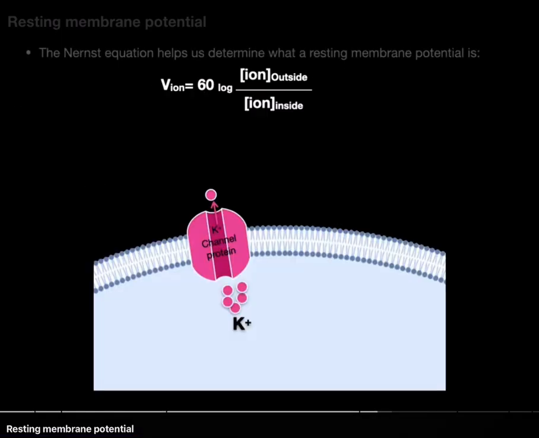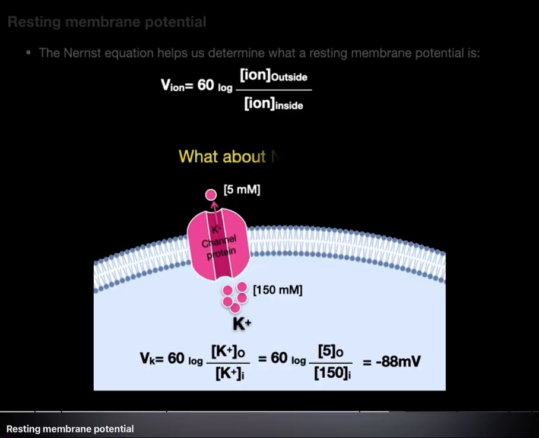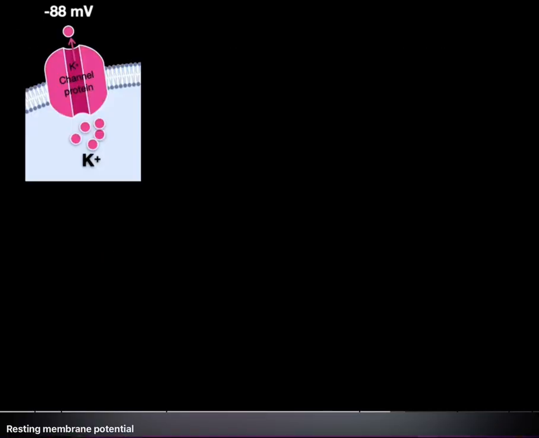So let's try that with potassium. So there's our membrane permeability. So 60 log of potassium outside, which is 5 millimolar, to inside 150 millimolar. So we do the math and we get negative 88 millivolts. Cool. What about sodium, chloride, and calcium? Well, there's our potassium, negative 88 millivolts.